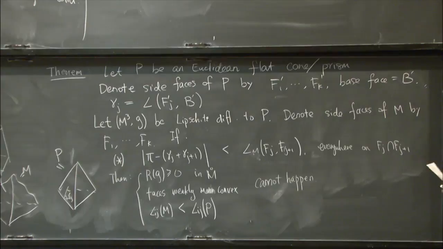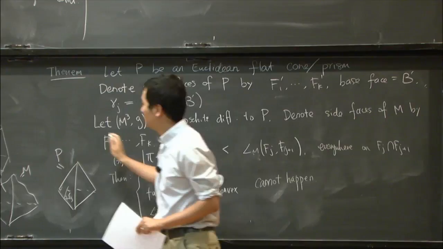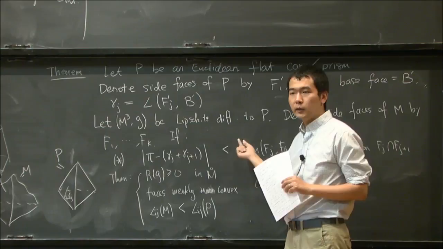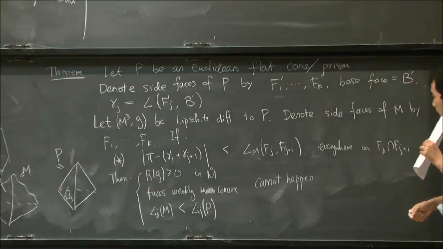All right, so let's first verify this condition for cubes. Okay, so the cube belongs to the family of prisms, right? Then these gamma j's are everywhere pi over 2. Therefore, this condition is vacuous, right? It's automatic, because you have zero on this side.